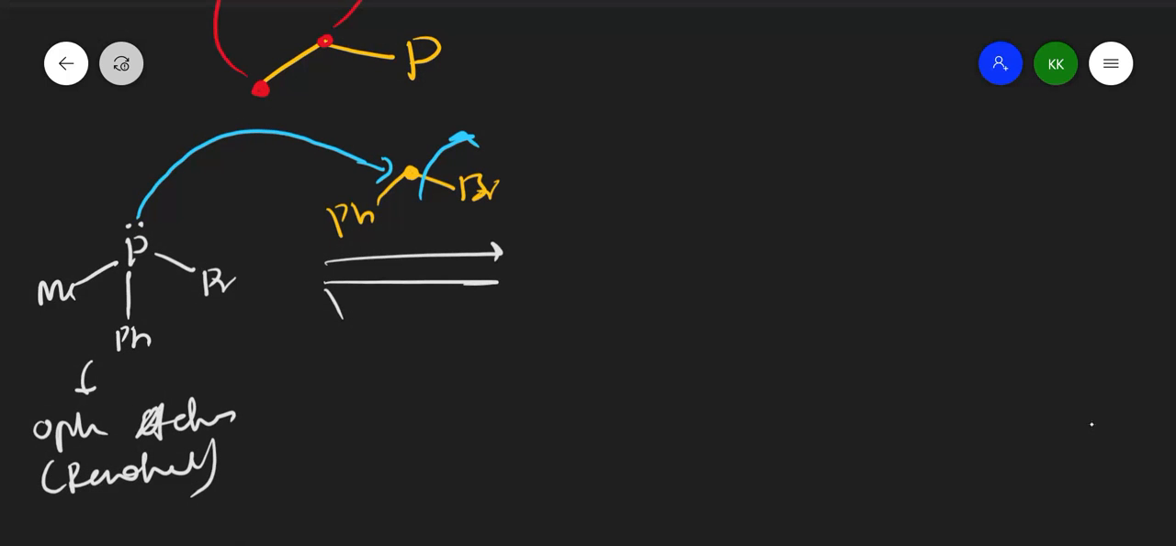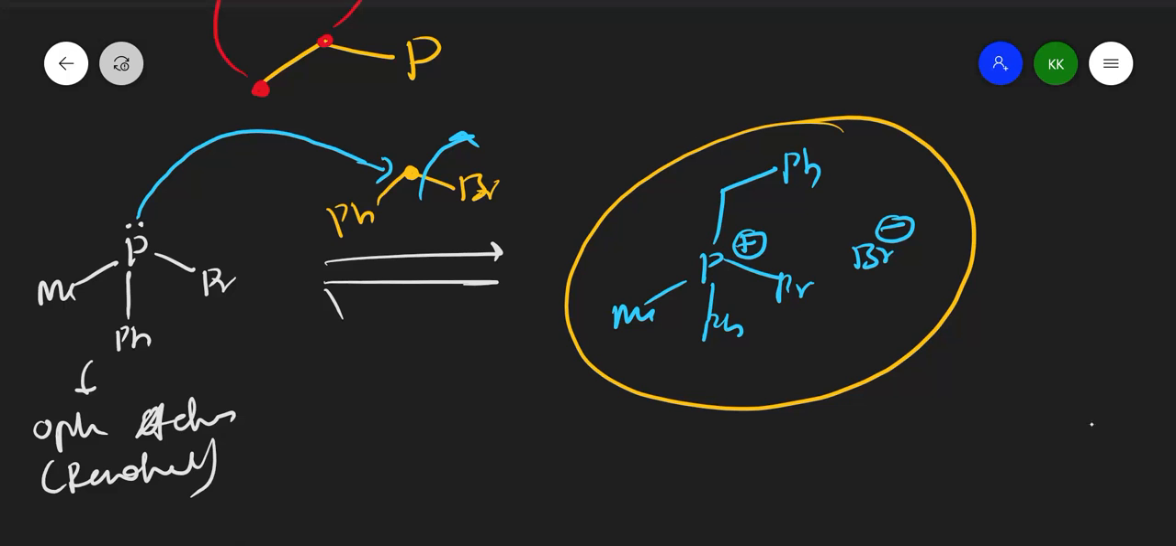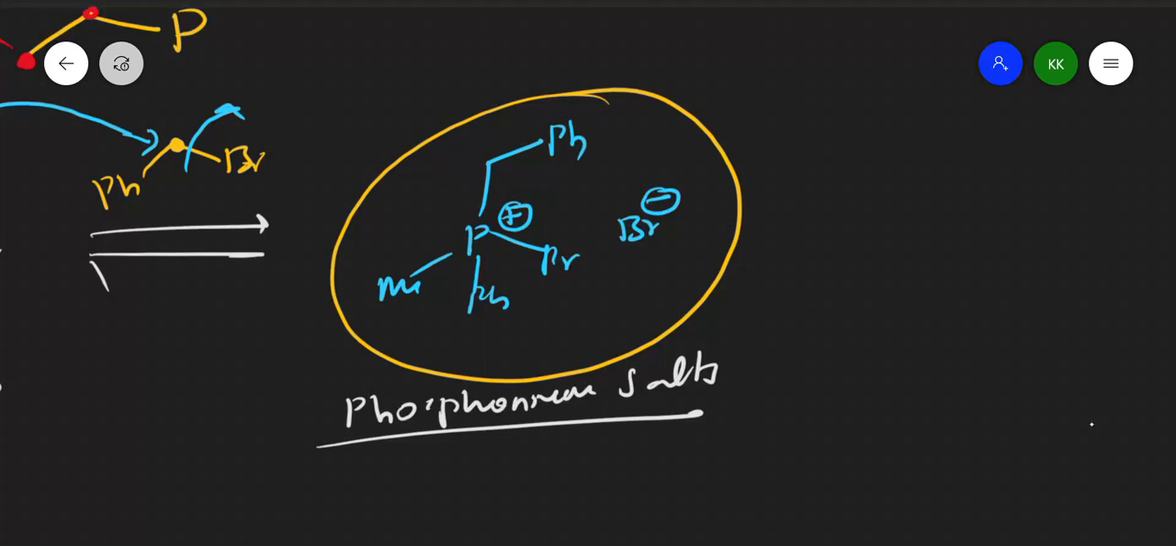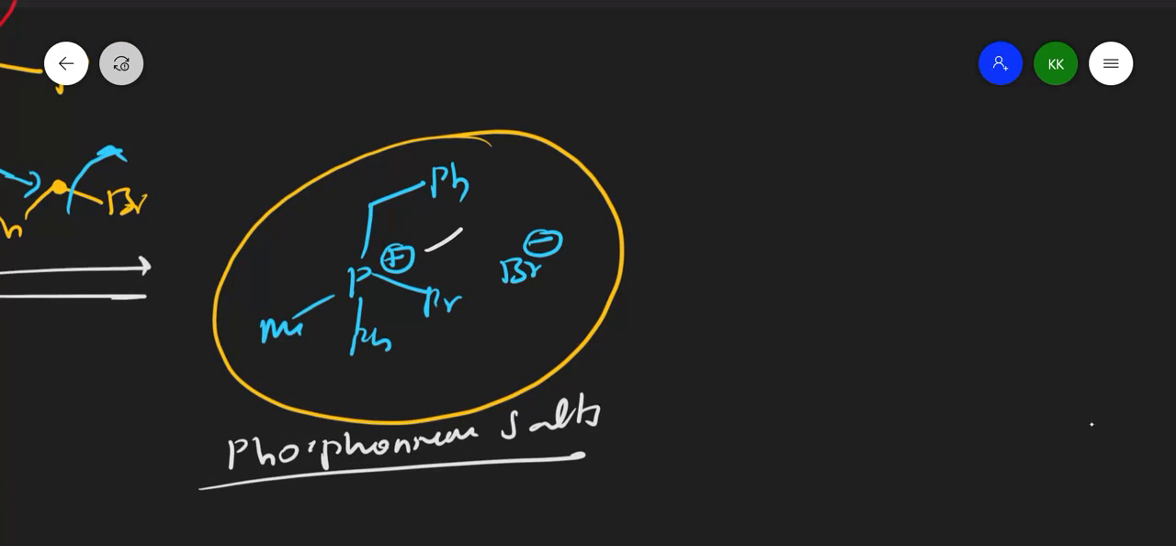So what happens? We will get this product: phenyl, methyl, Ph, Pr, CH2Ph. And as the phosphorus gave the lone pair, phosphorus will get a positive charge. Bromine left the system with electron density, so Br minus. It will remain in the solution like this: a quaternary phosphorus salt. Quaternary ammonium salt you have discussed, right? In the same way we can call them phosphonium salts, because with plus and negative charge, these are nothing but salts, cation and anion.